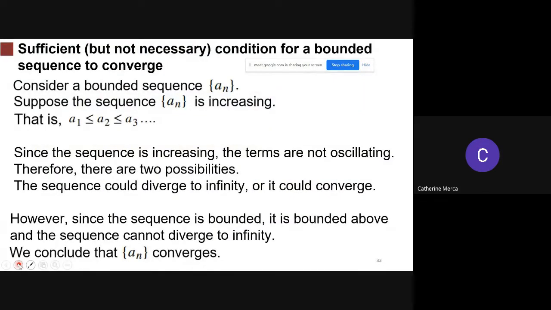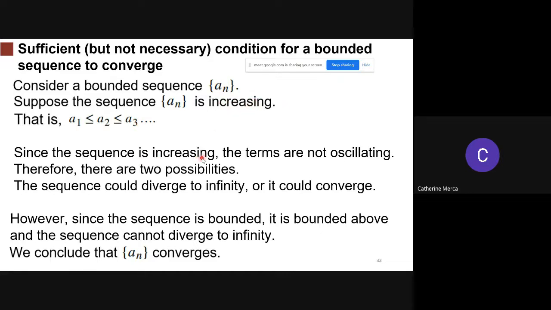So, sufficient but not necessary condition for a bounded sequence to converge. This one, consider a bounded sequence A sub n. Then, kaning nga sequence is increasing. So, yung sa increasing, ang kaning next number kay mas dako sa prior number, no? So, you have greater than or equal to. Or, you can say that the prior number is less than the next number. So, that is what is meant by increasing.